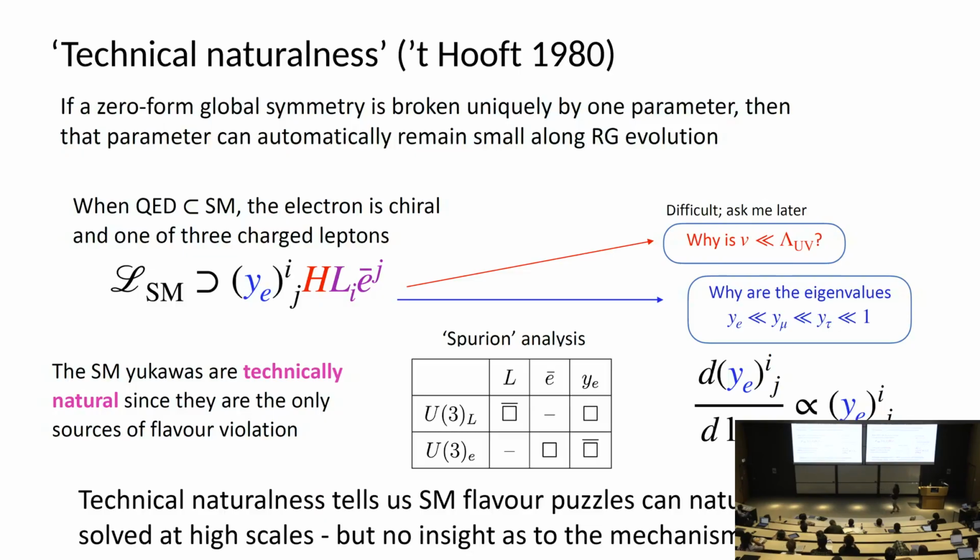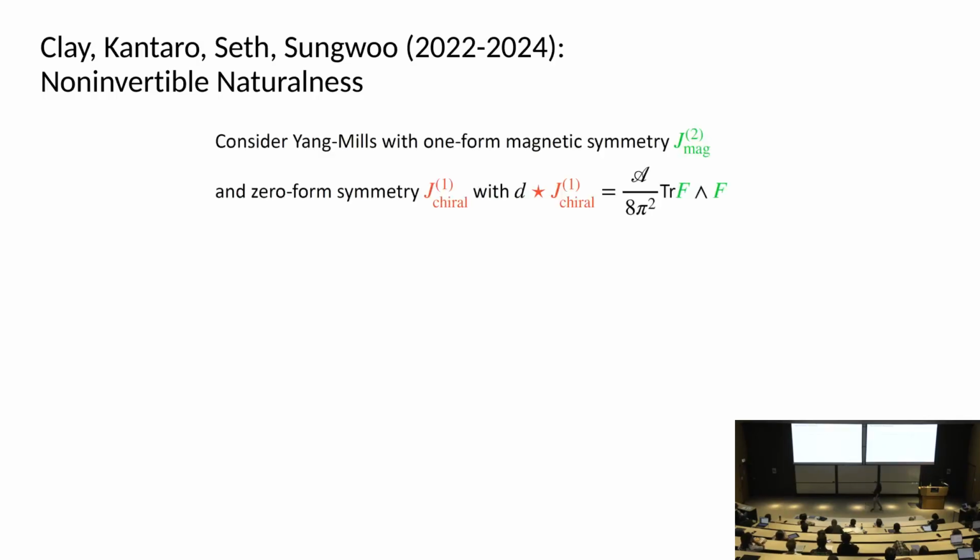But understanding that something is technically natural doesn't offer us any insight as to what the mechanism might be, why they might be small in the first place. Okay? And that is the place where we've learned concretely more by understanding generalized symmetries. Let me remind you of this setup we've already seen a couple times, and you're all familiar with, of four-dimensional non-invertible chiral symmetries. We have a Yang-Mills theory that has a one-form magnetic symmetry, and our theory has a chiral symmetry, which has an anomaly.